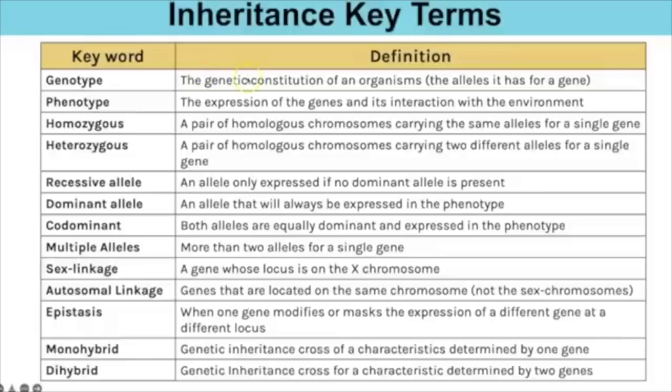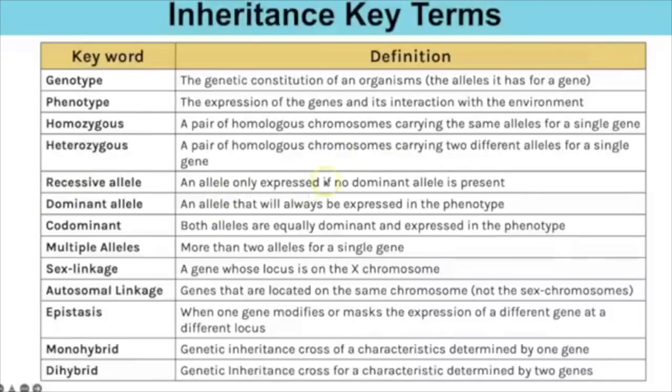So genotype is the genetic constitution of an organism. Phenotype is the expression of the genes, but also the interaction with the environment, so don't forget that bit. Homozygous is when you have a pair of homologous chromosomes carrying the same alleles for a single gene, whereas heterozygous is when you've got the homologous chromosomes carrying 2 different alleles for a single gene.